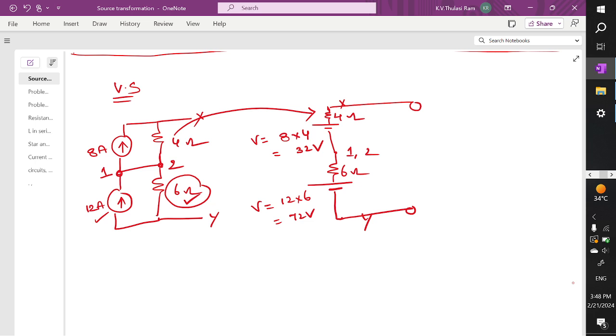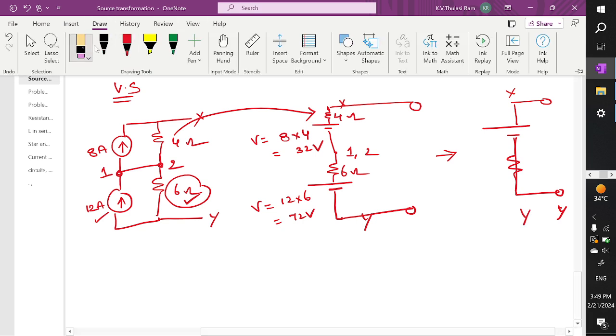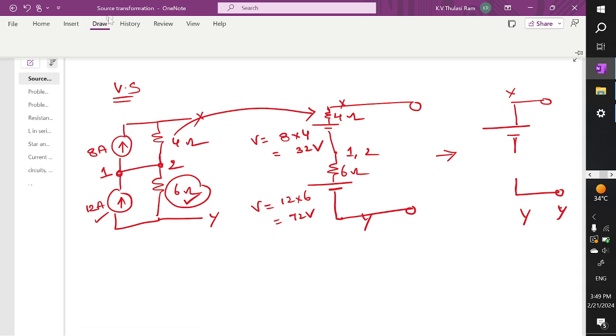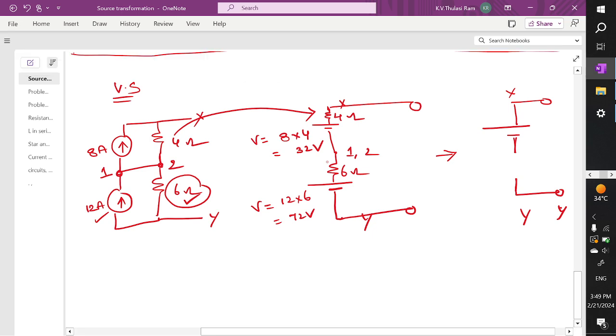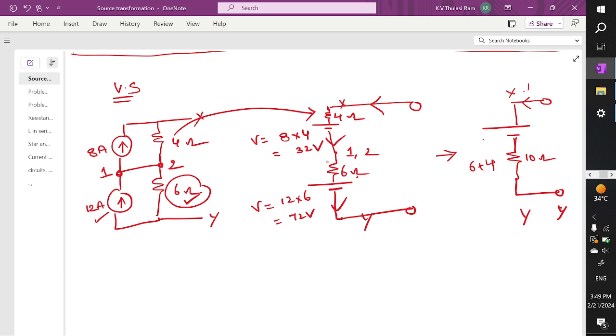From these two we need to find a single voltage source. How to find it? This is X, one voltage source and a single resistor, which is Y. You can see here the current is same. These two resistors are connected in series, which is 6 plus 4, that is equal to 10 ohm, and we need to find the current in this branch. We also require this voltage source.